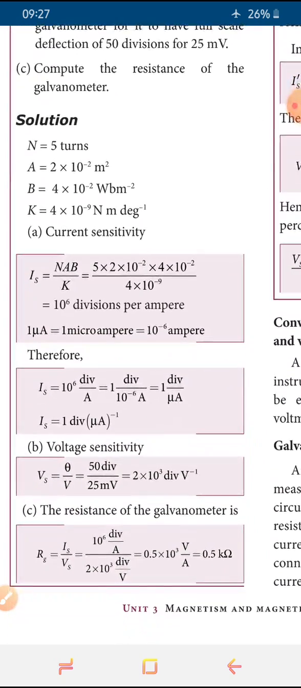We are going to find the current sensitivity from the previous topic. We can use the formula Is equal to NAB divided by K. Everything is given in the question itself, so we substitute. While solving, the 10 powers are separated and combined, then the rest will be combined. After combining, we get the answer 10 power 6 divisions per ampere.